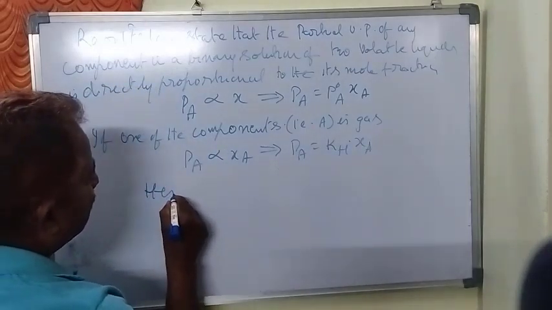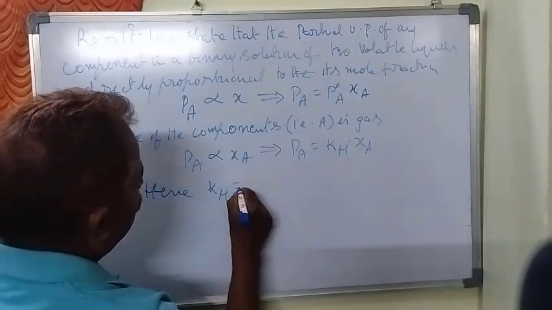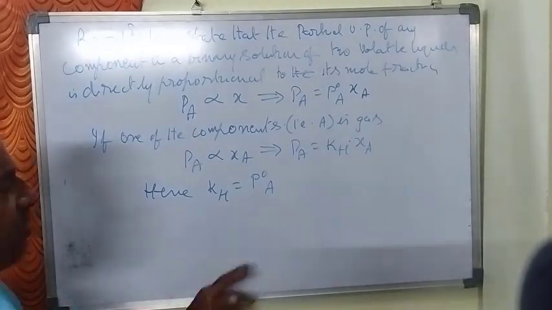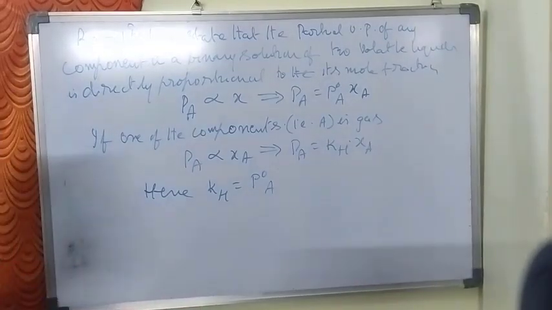Therefore, here KH equal to P0A. KH is the Henry's law constant, whereas P0A is the vapor pressure of the pure liquid. So this is the relation between Henry's law and Raoult's law.